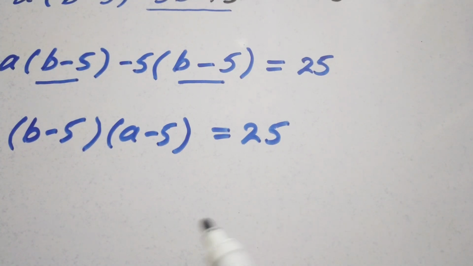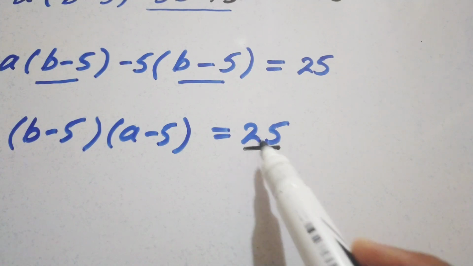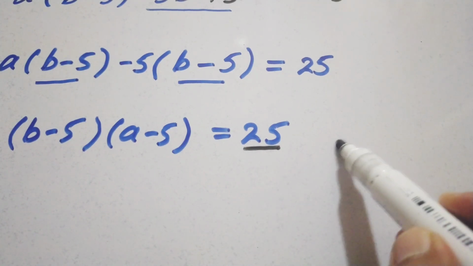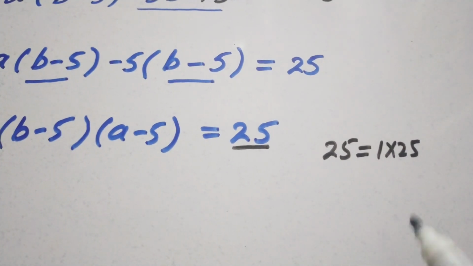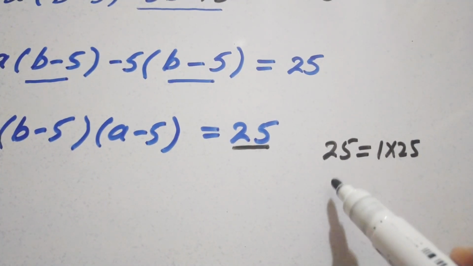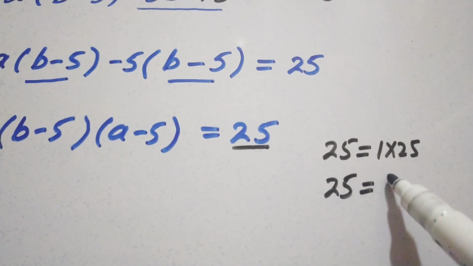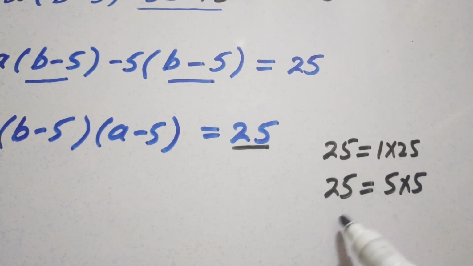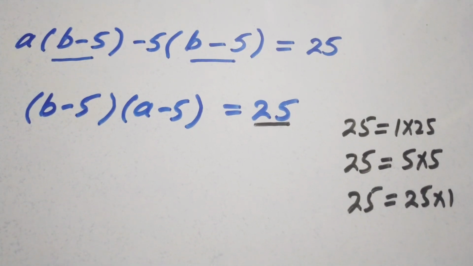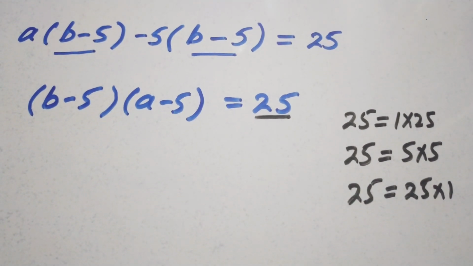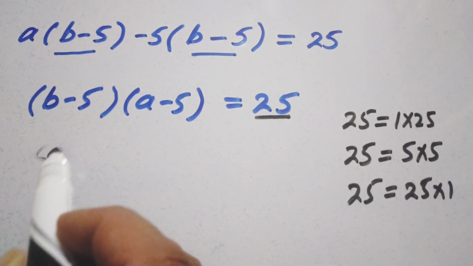As it is given that a and b are positive integers, so write all the possible factors of 25 which are integers. So 25 is equal to 1 multiplied by 25. These two are positive integers. 25 is equal to 5 multiplied by 5, and 25 is equal to 25 multiplied by 1. These are the possible factors of 25 which are positive integers. So first of all we will solve this for case 1.